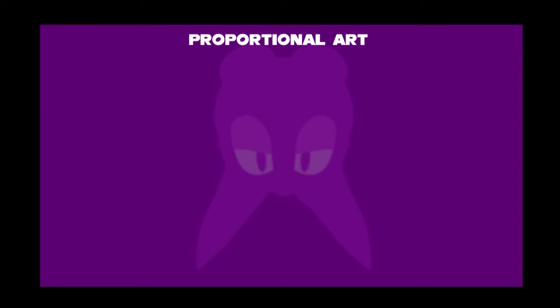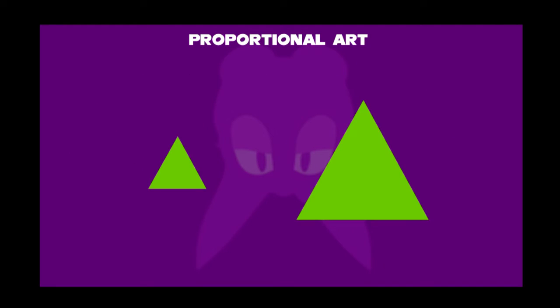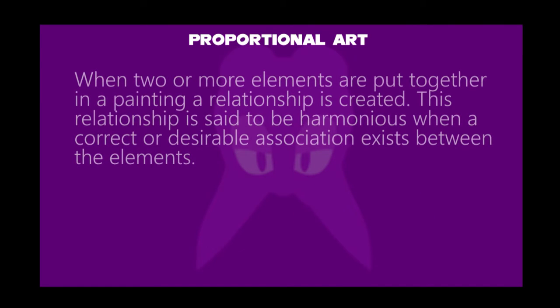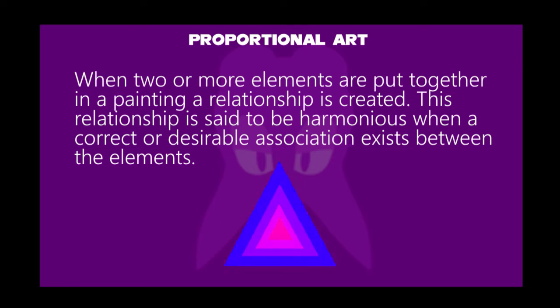Suppose there are two triangles. The second triangle is twice as large as the first triangle. The ratio you obtained is 1 to 2. When two or more elements are put together in a painting, a relationship is created. This relationship is said to be harmonious when a correct or desirable association exists between the elements.